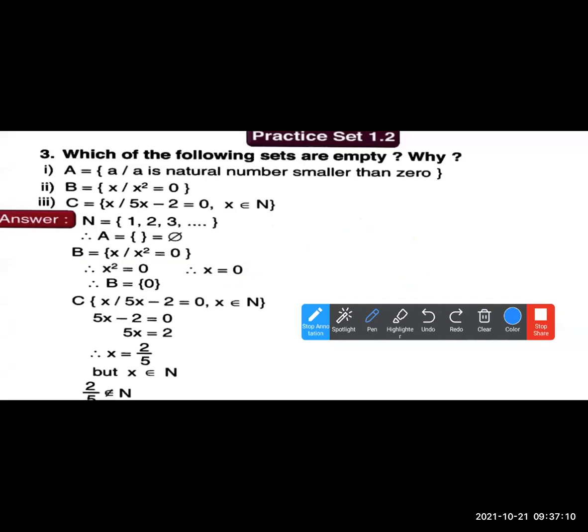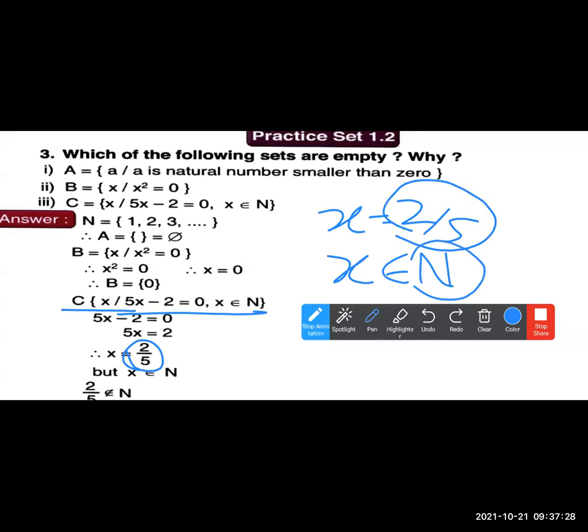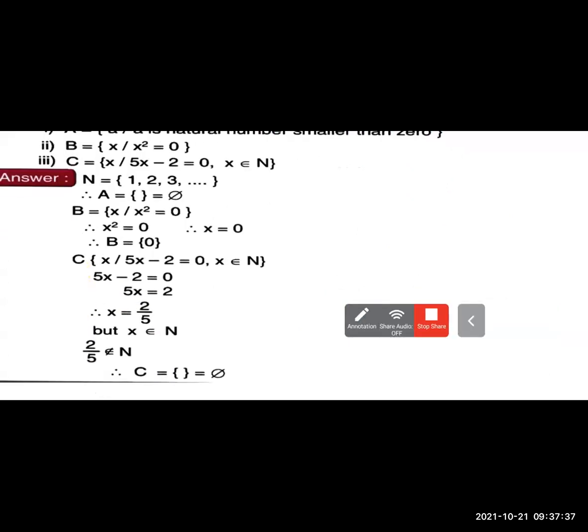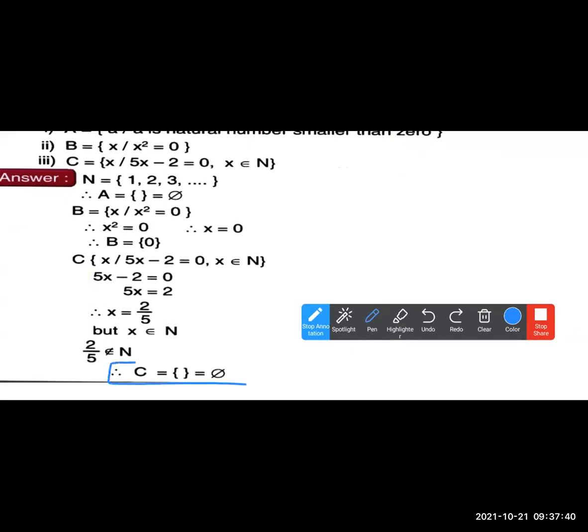We can write. Next question is C is equal to the set of all x such that pi x minus 2 equal to 0. After solving pi x minus 2 equal to 0, we get the value of x as 2 upon pi. But x is an element of natural numbers. X equal to 2 upon pi and x is a natural number is not possible, both the things are not matching each other. Therefore, we can say that C is an empty set or phi, null set.